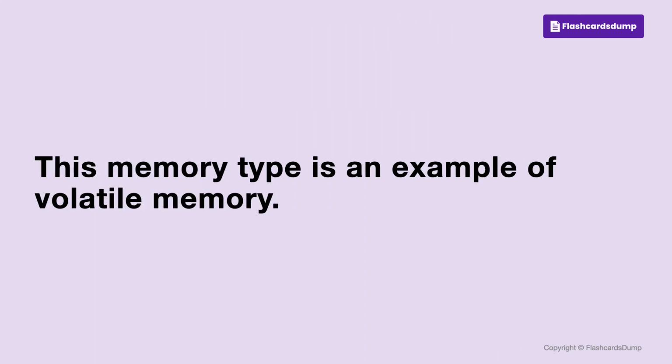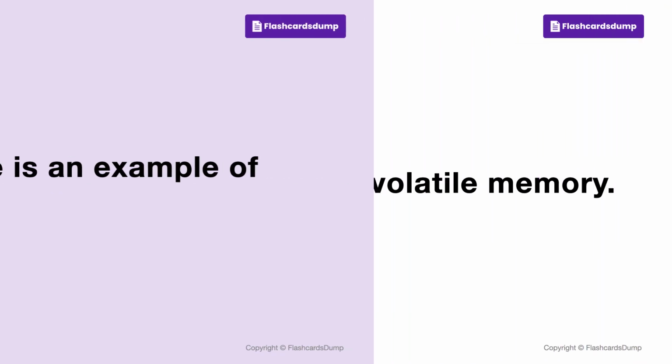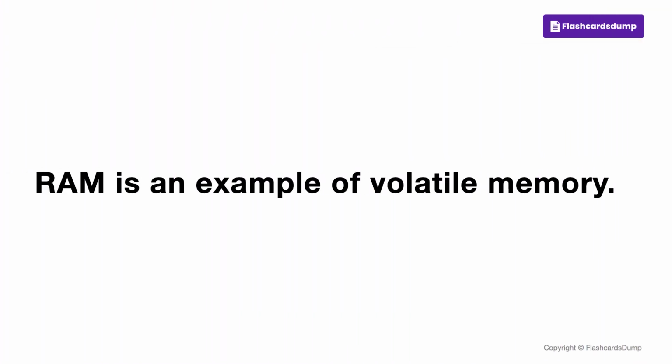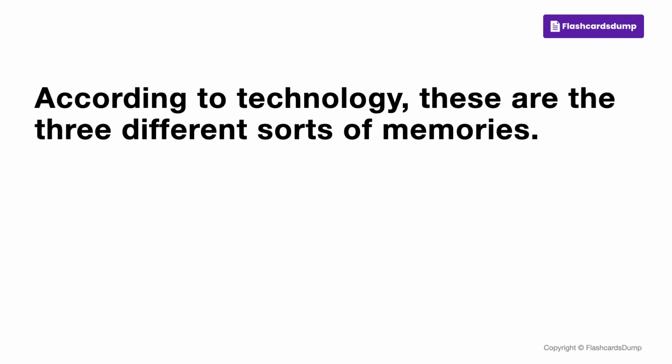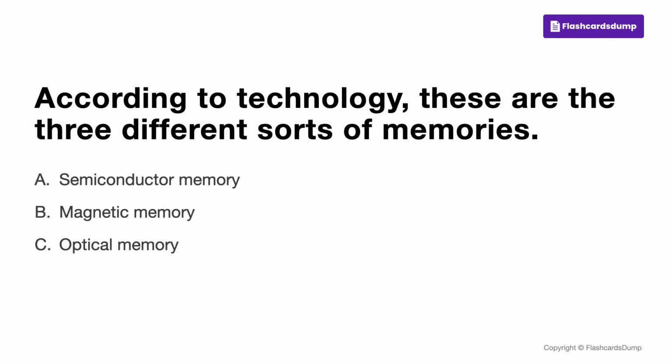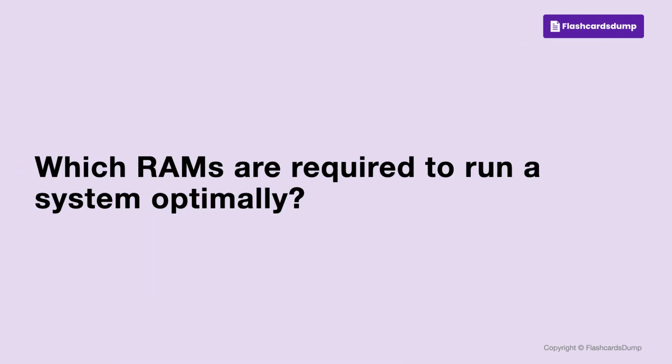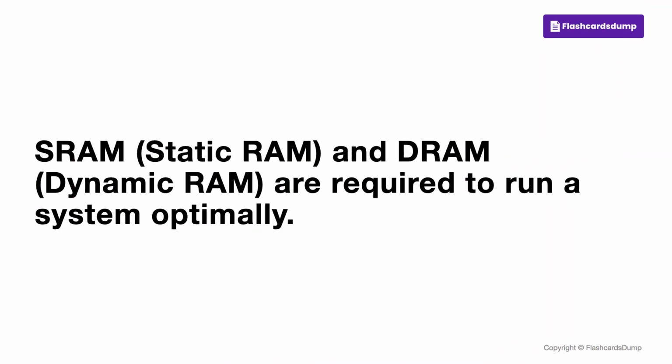This memory type is an example of volatile memory. RAM is an example of volatile memory. According to technology, these are the three different sorts of memories: semiconductor memory, magnetic memory, and optical memory. SRAM, static RAM, and DRAM, dynamic RAM, are required to run a system optimally.